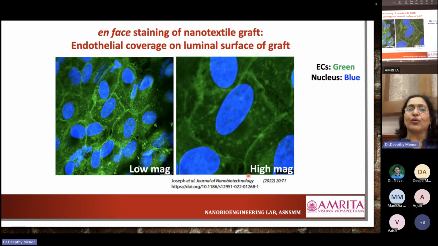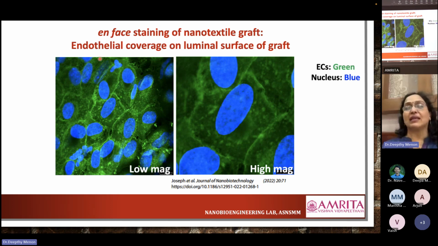Last story. I'm not showing you all the data. We explanted, that is, we euthanized the animal and took out the vascular graft and cut it open and looked at what is inside. Look at the staining. This is actually what we call en face staining of the nanotextile graft. So what you are seeing here are cells.